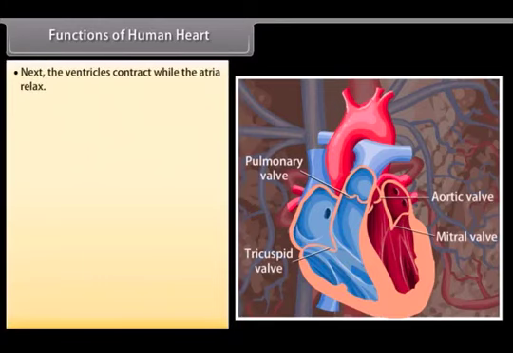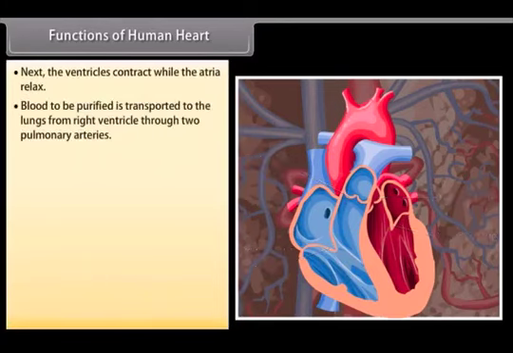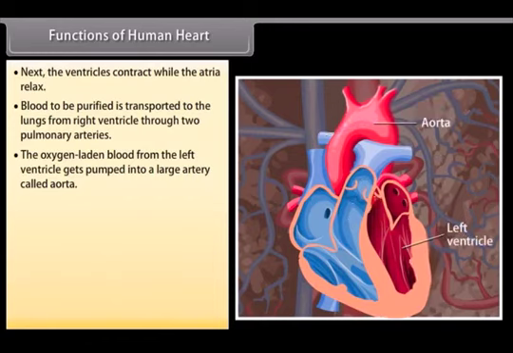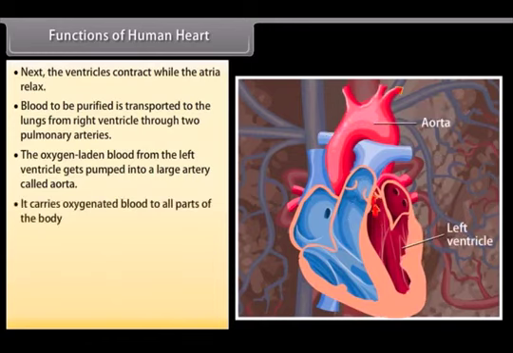Next, the ventricles contract while the atria relax. Blood to be purified is transported to the lungs from the right ventricle through two pulmonary arteries. The oxygen-laden blood from the left ventricle gets pumped into a large artery called the aorta. It carries oxygenated blood to all parts of the body.